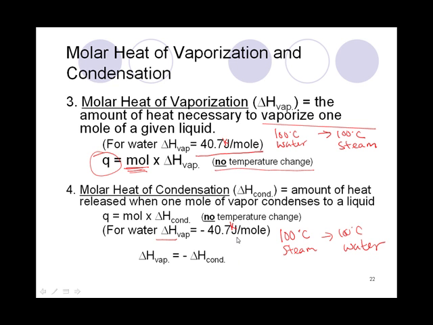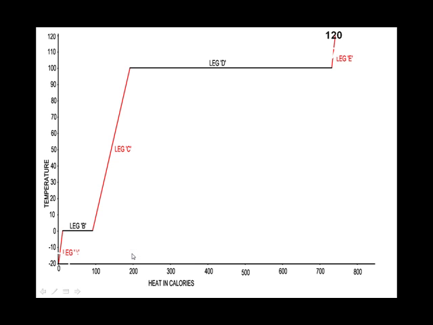There's a typo there. Please see that typo right here. It's not joules, it's kilojoules per mole. Heat of vaporization is equal to the negative heat of condensation. Okay, so let's take a look at this heat curve once again.